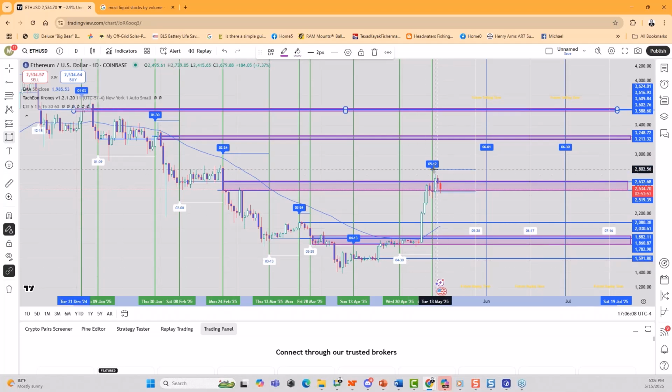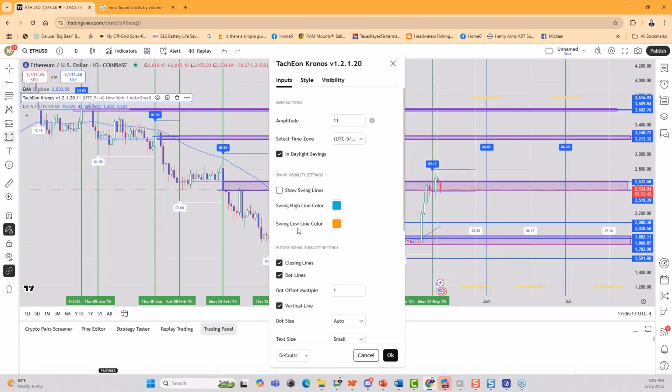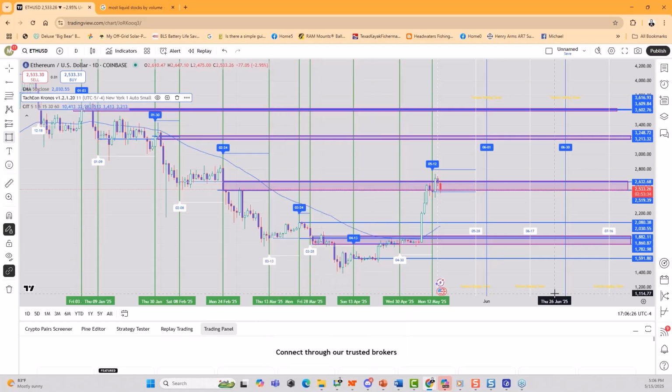The other lines are stop lines, just like with Warp, they're about an ATR value and a half away. The way you control that in Kronos, it'll say dot offset multiple. So I have it set to 1 average true range value away from the candle. So we're just outside of the market noise.